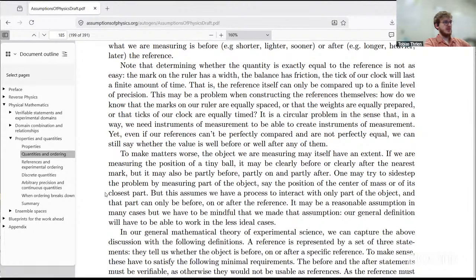This may be a problem when constructing the references themselves. How do we know that the marks on our ruler are equally spaced, or that the weights are equally prepared, or that the ticks of our clock are equally timed? It is a circular problem in the sense that, in a way, we need instruments of measurement to be able to create instruments of measurement. Yet, even if our references can't be perfectly compared and are not perfectly equal, we can still say whether the value is well before or well after any of them.